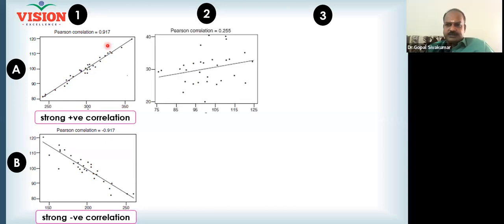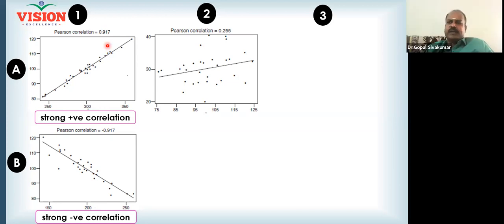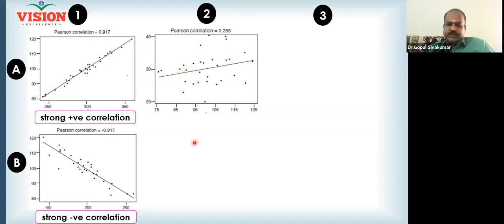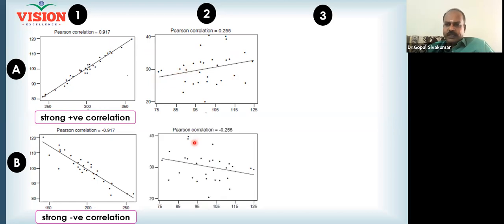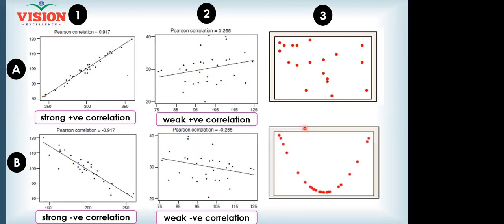And what is this? No correlation. You can say weak positive. Weak correlation, right? Because some trend you can observe, gradually increasing. This is weak positive. And this is weak negative. Weak positive, weak negative. And what is this? No correlation.